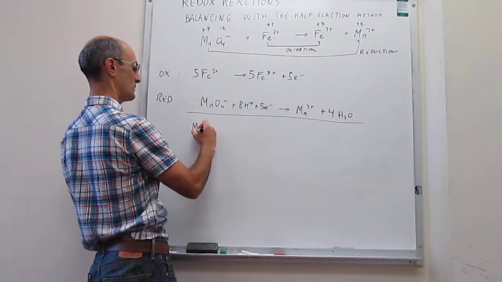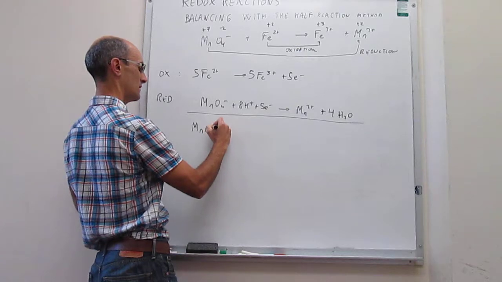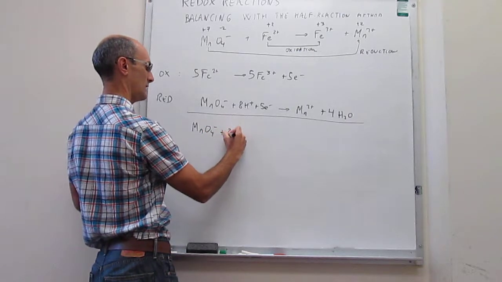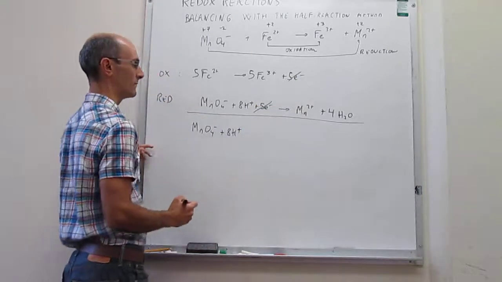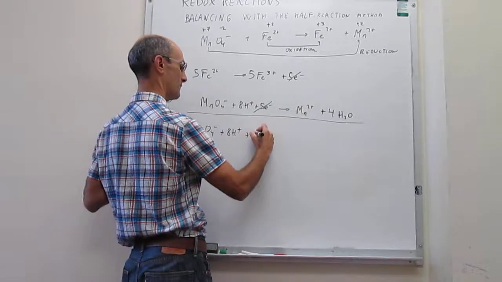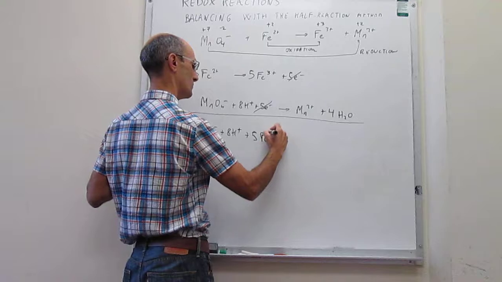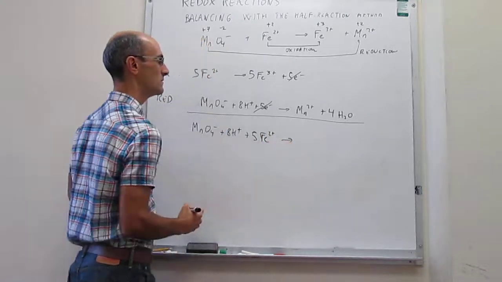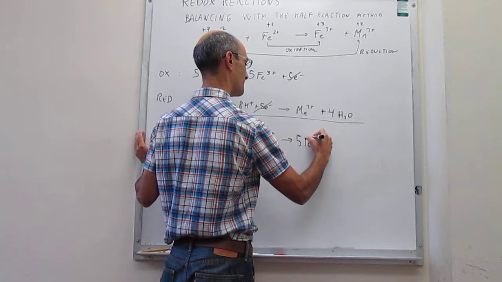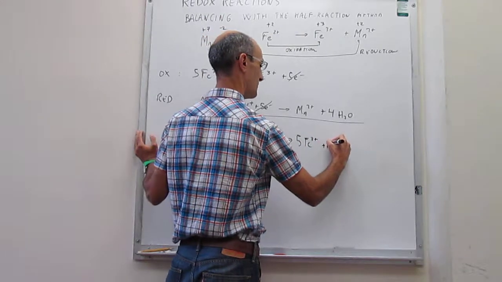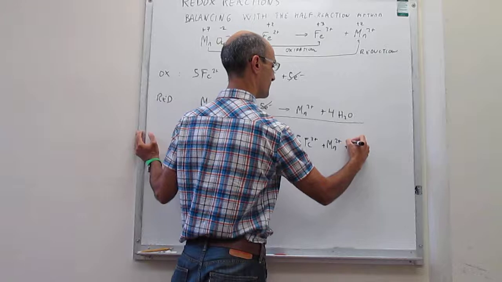So the reaction is going to be permanganate plus 8 protons. The electrons cancel, so we don't have to write them out. Plus 5 iron 2 ions to generate 5 iron 3 ions plus manganese 2 plus and 4 waters.